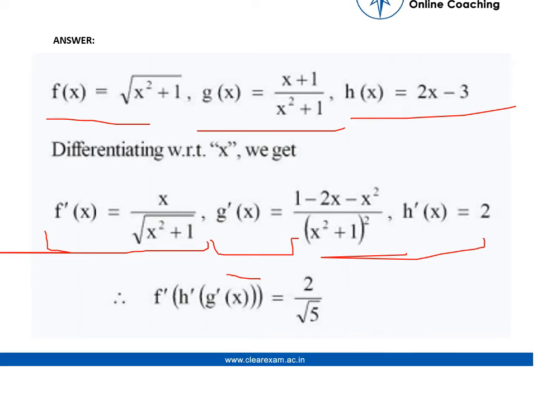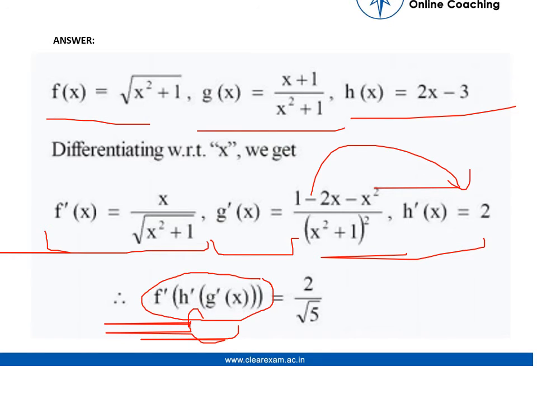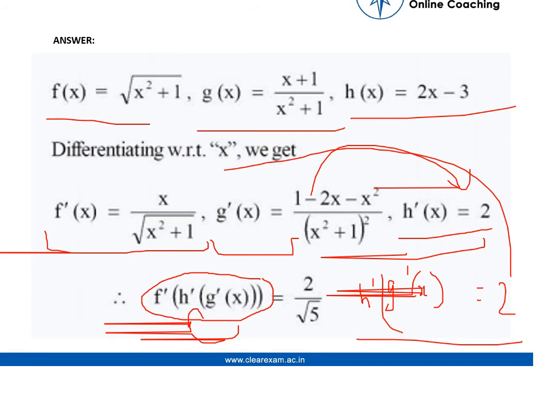Now we need to find f derivative of h derivative of g derivative of x. First of all, we need to put the value of g derivative of x into h derivative of x. So we cannot put this value into this because we don't have any x term in the h derivative value. Therefore, h derivative of g derivative of x is 2. Now we need to put this value of 2 here.